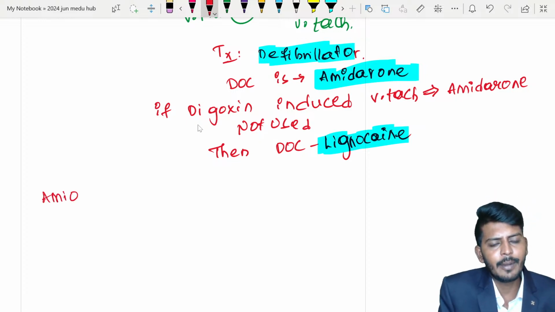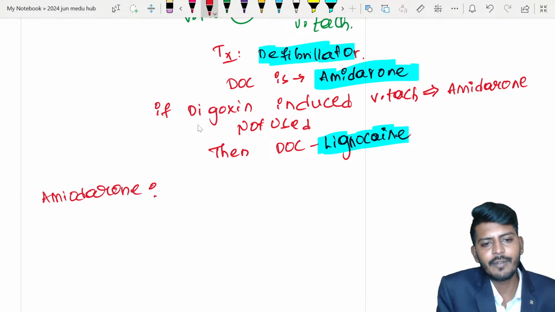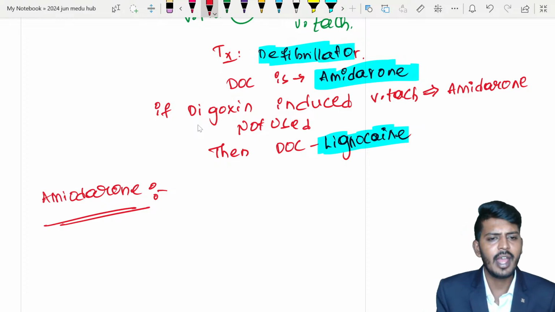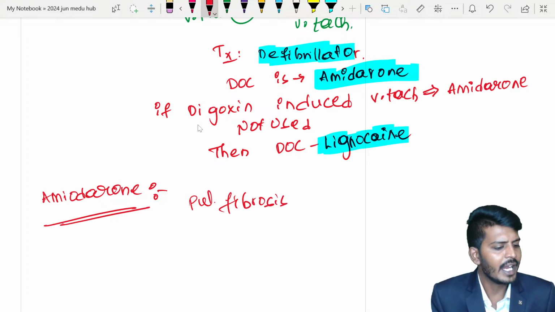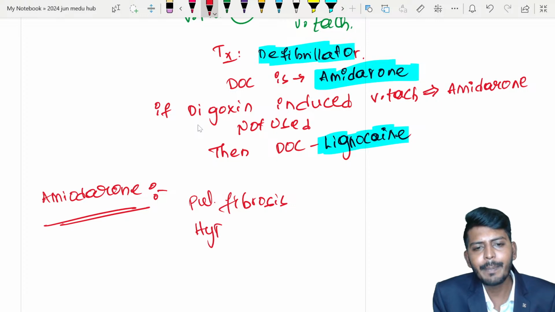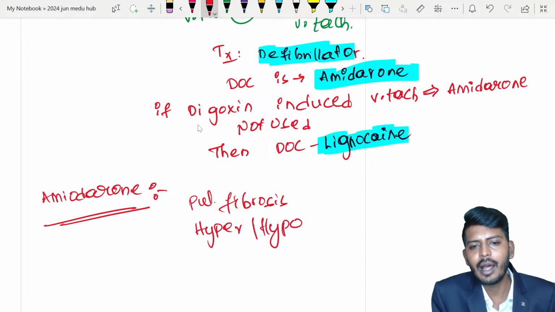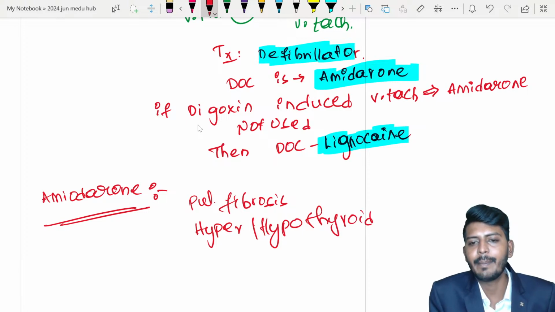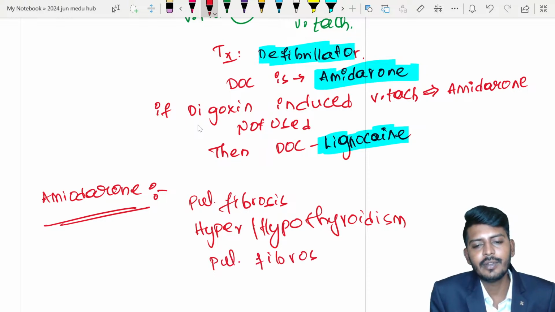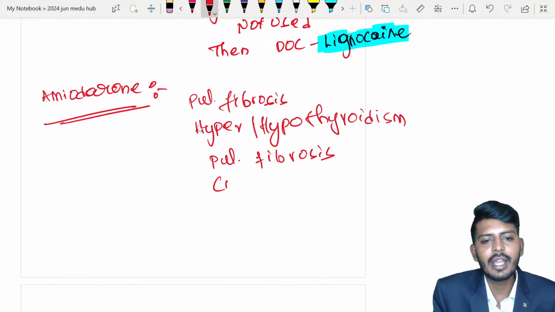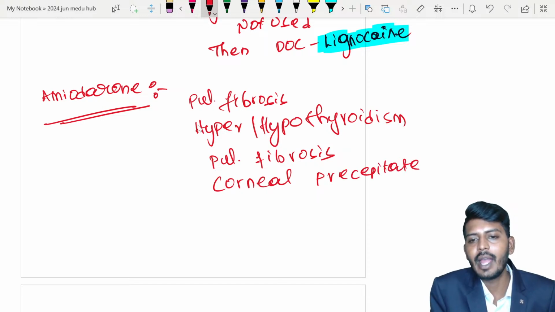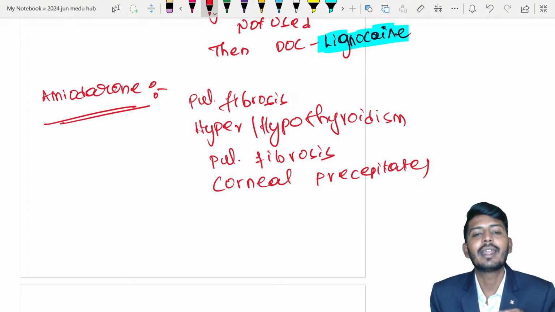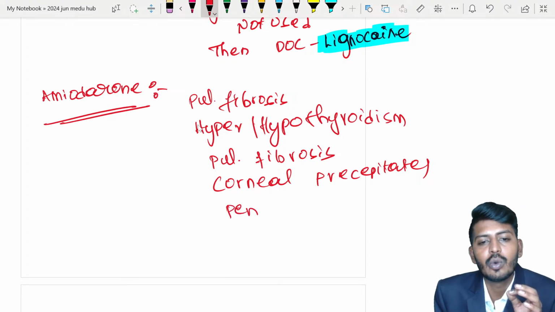Amiodarone, let me tell you its side effects too. The side effects of amiodarone are asked many times. It will cause pulmonary fibrosis. Most importantly, it can cause hyperthyroidism or hypothyroidism, both can occur. It can also lead to corneal precipitates, and one of the most important, peripheral neuropathy.